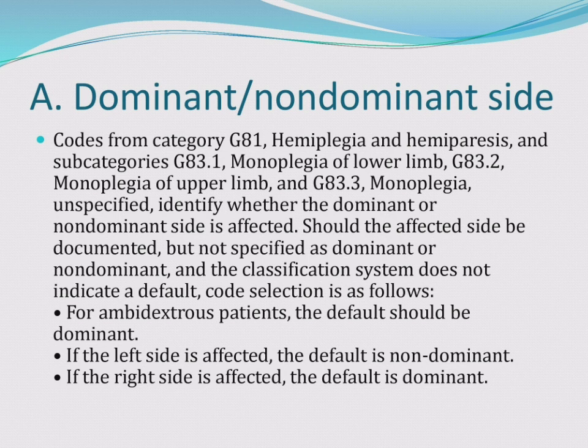Should the affected side be documented, but not specified as dominant or non-dominant, and the classification system does not indicate a default, code selection is as follows. For ambidextrous patients, the default should be dominant. If the left side is affected, the default is non-dominant. If the right side is affected, the default is dominant.